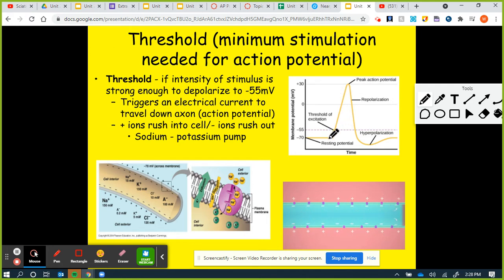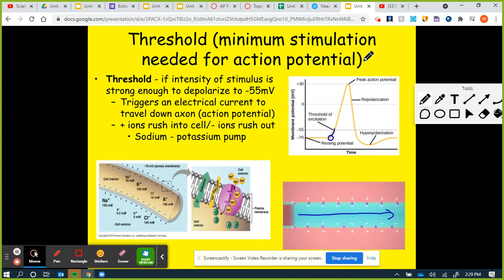So you can see, there's a stimulus right here. Something happens in your environment, or a memory or anything, and the inside of the axon starts to depolarize. Once it reaches negative 55 millivolts, that is going to trigger that electrical signal, you can see right here, to travel down the length of the axon. That is what triggers the electrical current, the action potential.